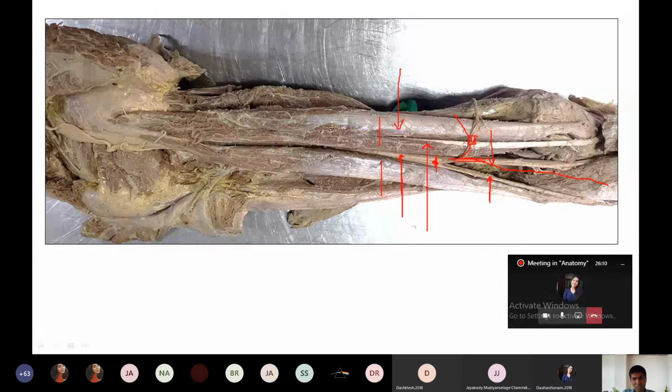Already I have given you this many clues, so now you can guess it. It's not supplying any muscle, it's a cutaneous branch. So which cutaneous nerve is this? Sonam, can you answer?